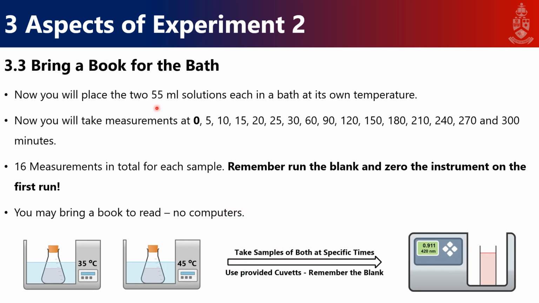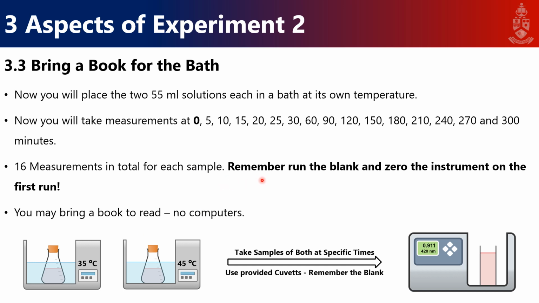Okay, so now that you have your 2 55 milliliter solutions made up, so your acid and your complex, you place them in the 2 different temperature water baths. Of course, you record the specific temperatures at which they are, because they won't be specifically at 35 or 45 degrees Celsius. Then you're going to take absorption measurements at time 0, 5, 10, 15, up until 30 minutes. You take every 5 minutes, and thereafter you only take in half hour increments up until a full 300 minutes have passed. I know 5 hours seems like an age, and it will feel like an age. That's why I say please read a book.